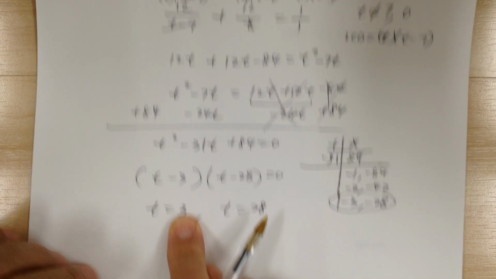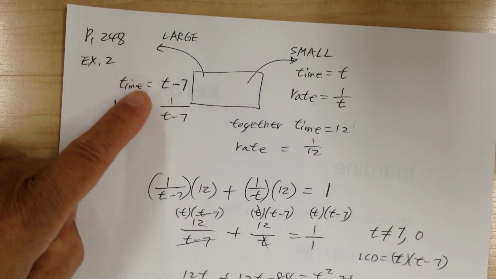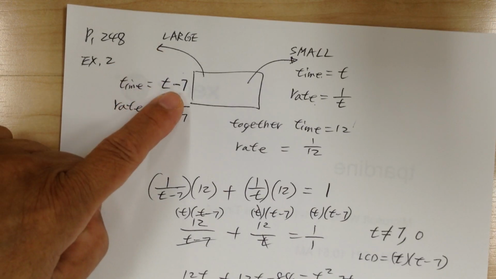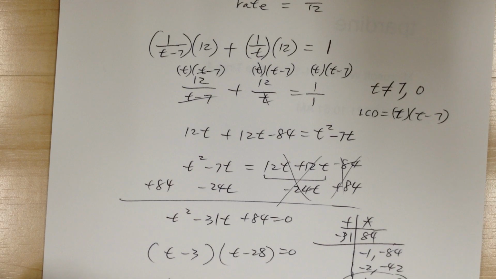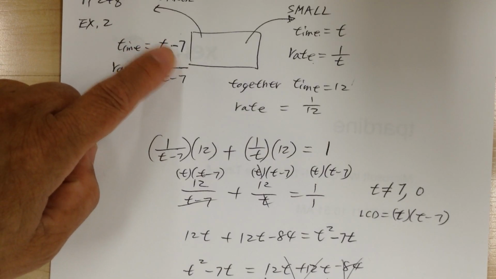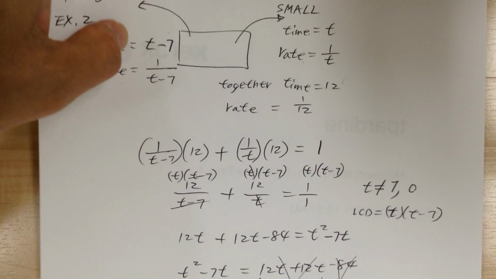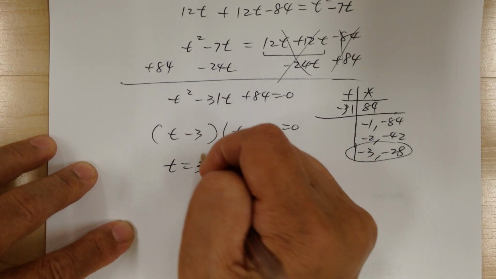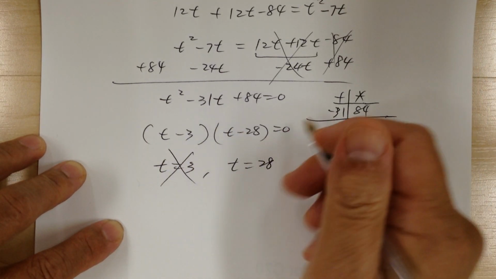But t equal to 3 is no good because remember the time for the large pump is t minus 7. So if you put a 3 in here, you're going to get negative 4. Okay, so you can't have a negative 4 hours, right? Okay, so t equal to 28.